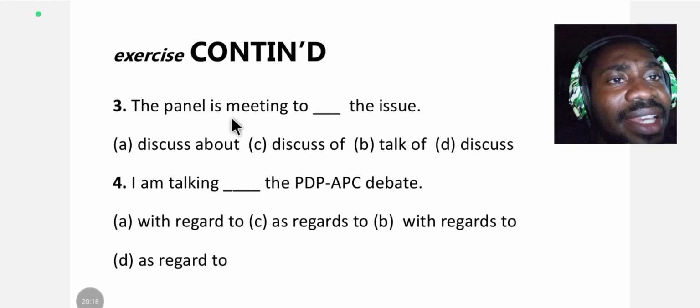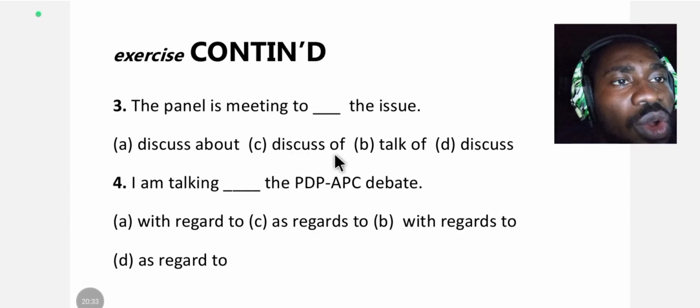Number 3. The panel is meeting to dash the issue. A. Discuss about. C. Discuss of. B. Talk of. D. Discuss. What's your answer? The panel is meeting to dash the issue. You answered right. The correct option is D. Discuss. The panel is meeting to discuss the issue.